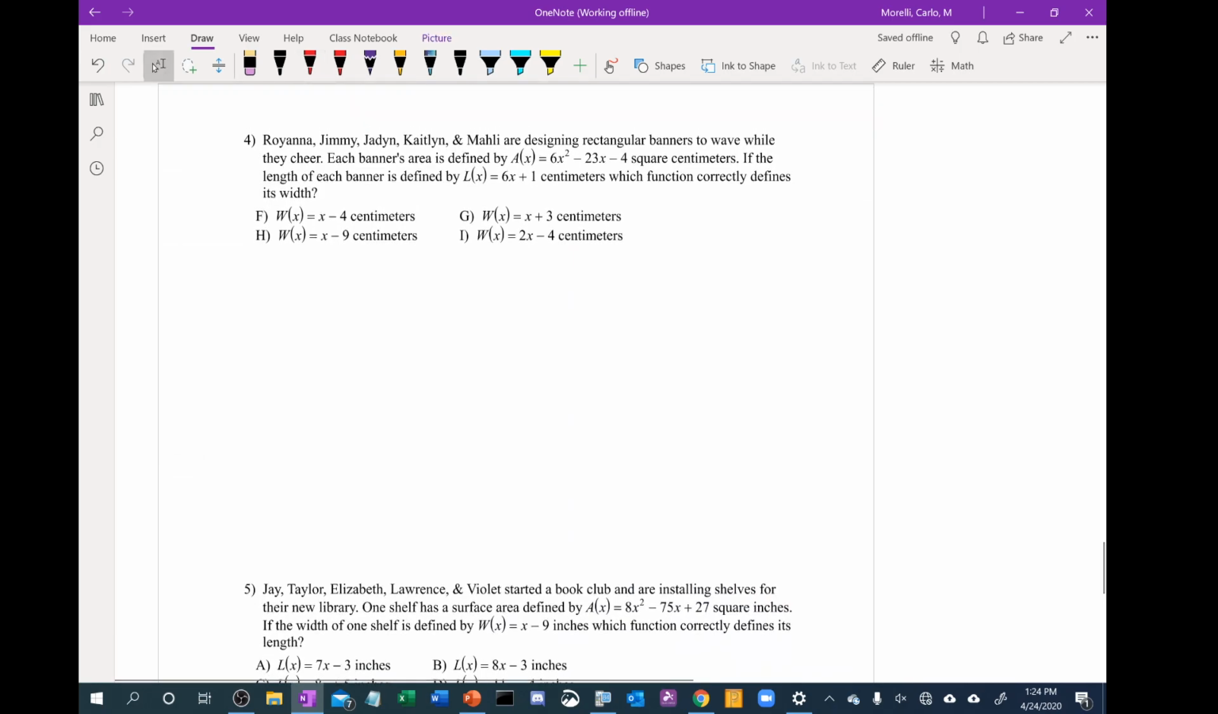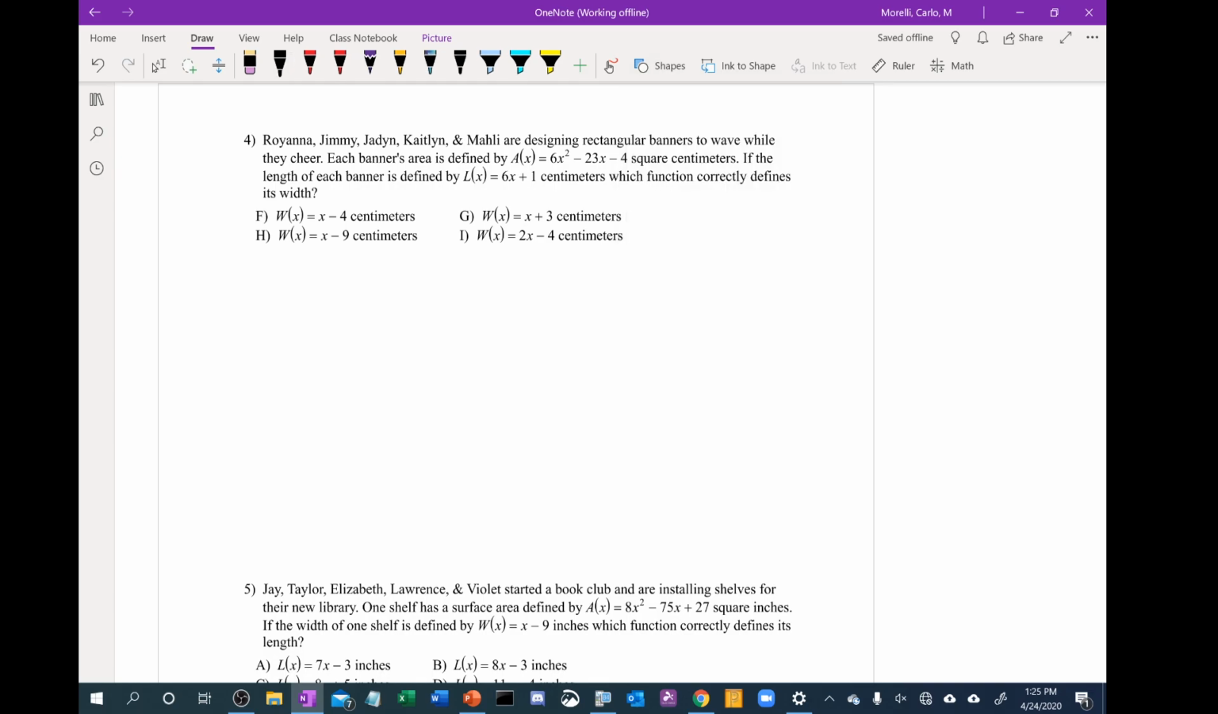Moving on to number 4. Royana, Jimmy, Jaden, Caitlin, and Molly are designing rectangular banners to wave while they cheer. Each banner's area is defined by A of x equals 6x squared minus 23x minus 4 square centimeters. If the length of each banner is defined by L of x equals 6x plus 1 centimeters, which function correctly defines its width? So here we are.